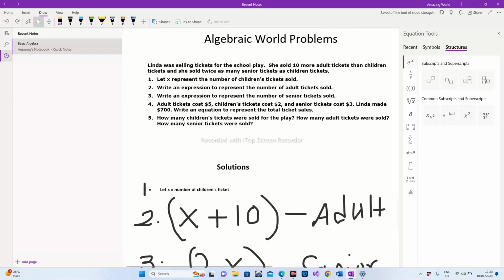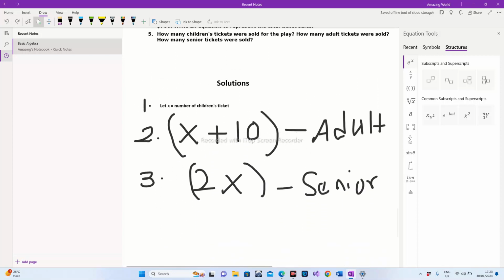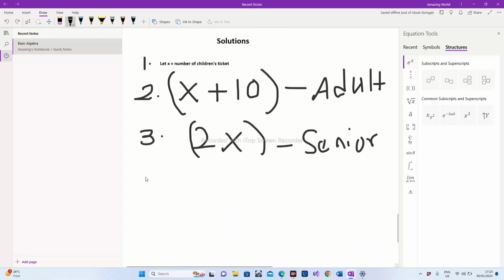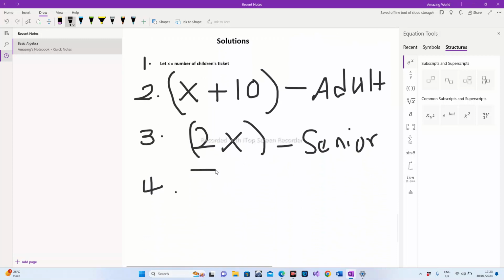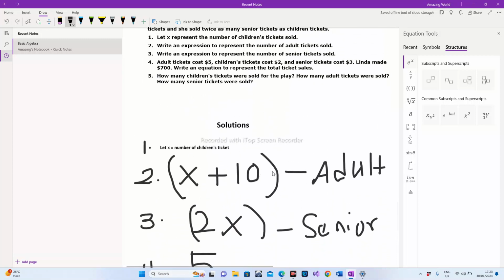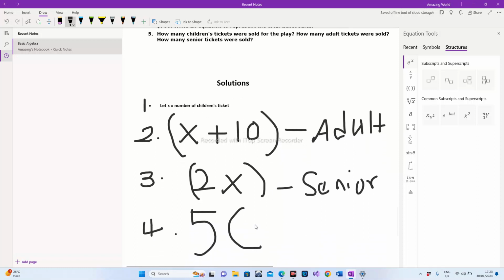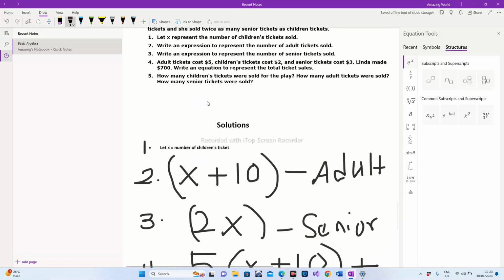So now, putting that into a mathematical expression for our number 4 question, we have that the amount for the adults, which is $5 times the number of adults, which is X plus 10, then plus the amount for the senior tickets.